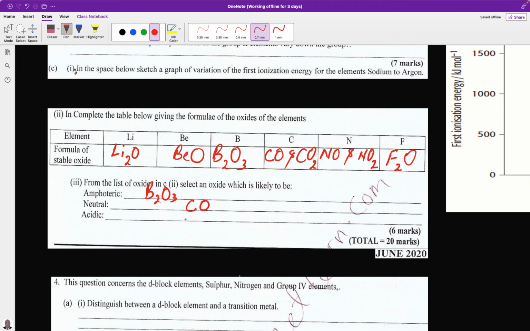Then acidic oxide. There are 2 acidic oxides: nitrogen dioxide and carbon dioxide. You've studied about greenhouse gases. Carbon dioxide is an example of a greenhouse gas, nitrogen dioxide is an example, and sulfur dioxide is an example, but sulfur is not here. These gases go into the atmosphere and cause acidic rain.